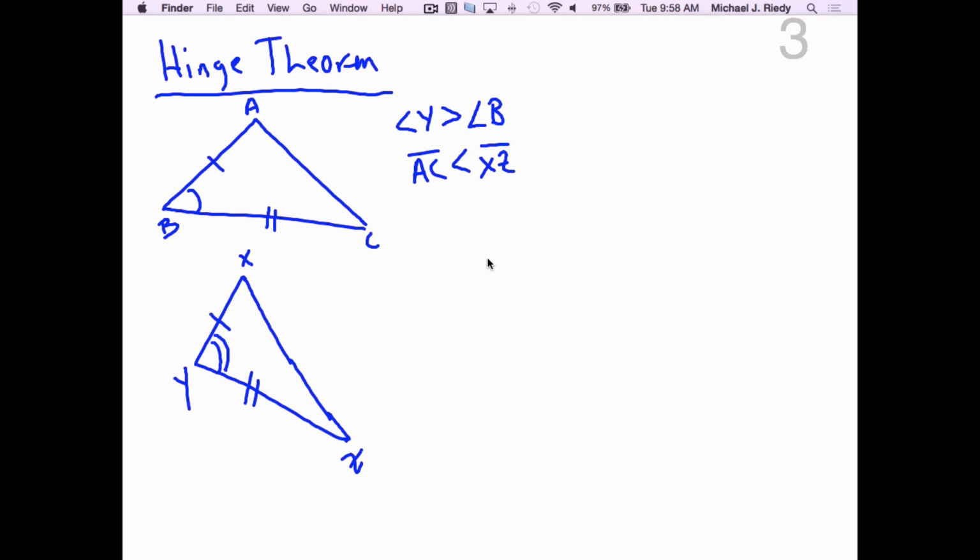Confused? There's a reason it's called the hinge theorem. Think of this angle as a hinge on a door, or a door opening. If you open the door a little bit, the opening is small. If you open the door bigger, the opening is bigger. That's why it's called the hinge theorem. So you've got 2 pairs of sides congruent and a difference in the included angles. One is bigger than the other. The hinge theorem then says that the side opposite must also follow that same relationship. So if B is less than Y, then AC has to be less than XZ.